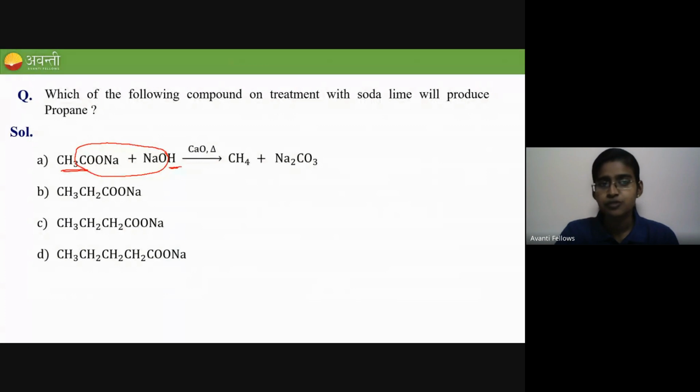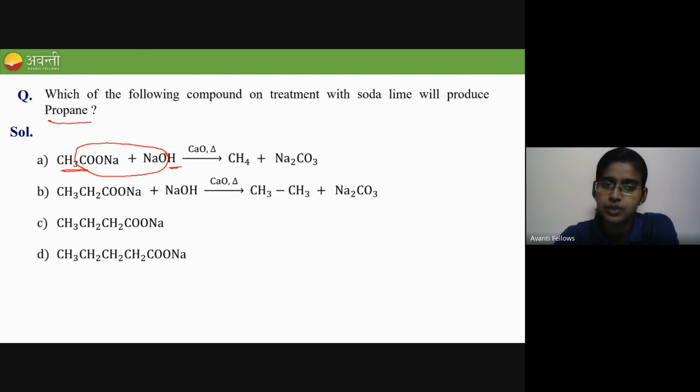It is giving CH4. But in the question, what are they asking? They are asking the formation of propane. In the first option, we are getting methane. Now, among the remaining three options, can you tell me the correct answer? I don't know why all of you have chosen option A. Among the remaining three, which is the correct answer? Option C. Very good.